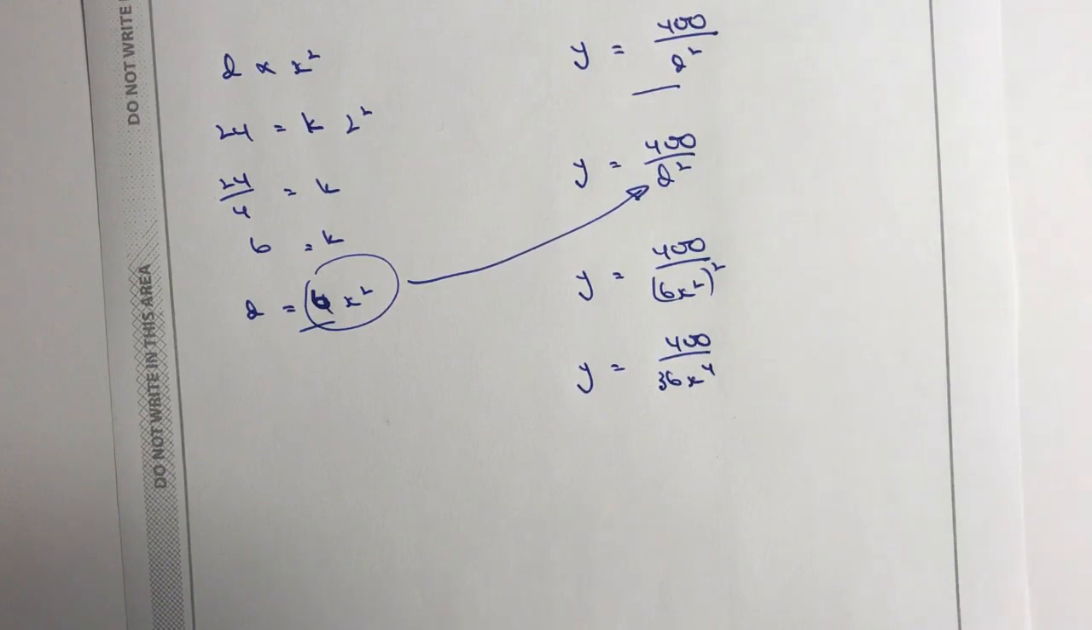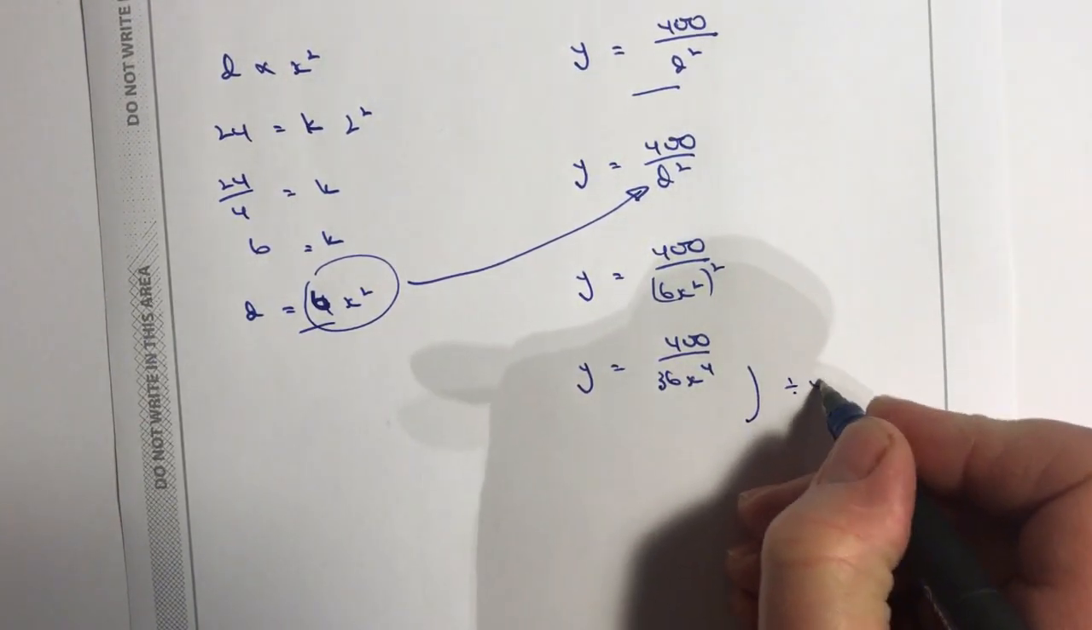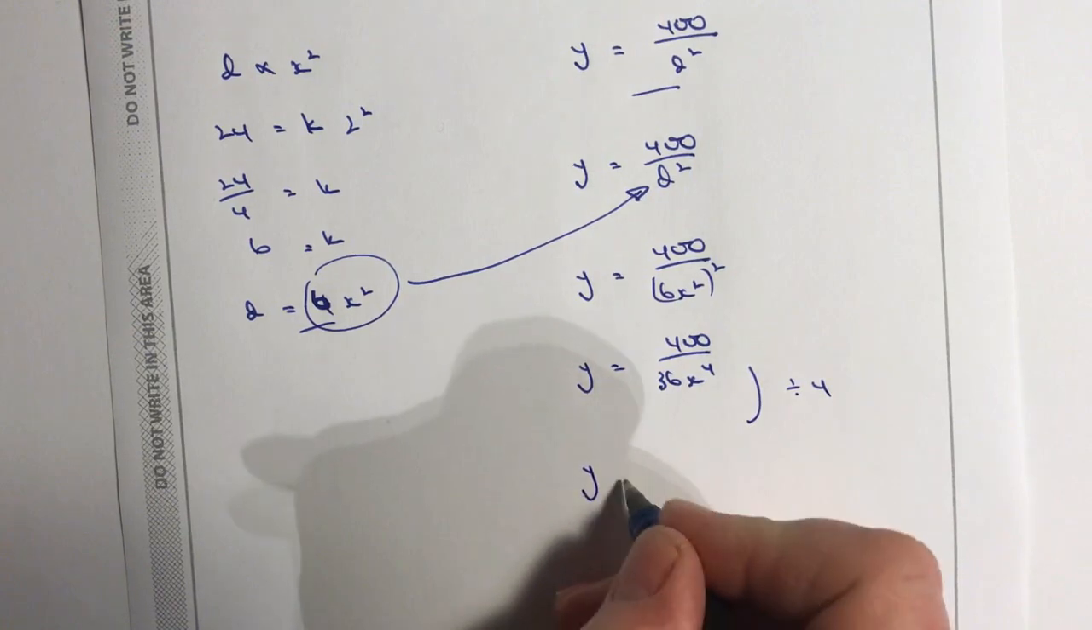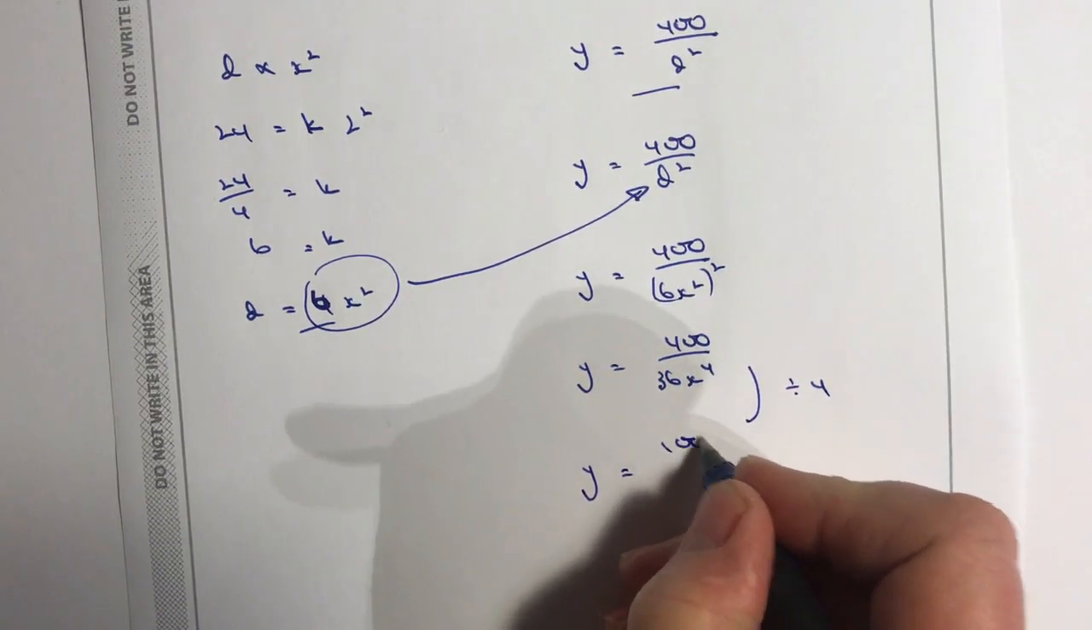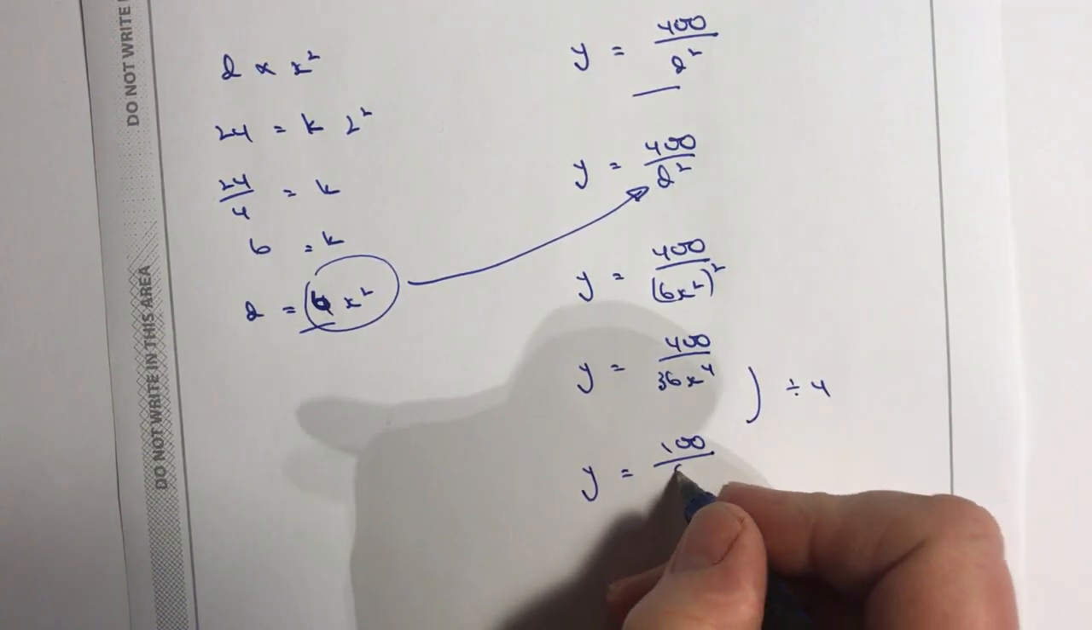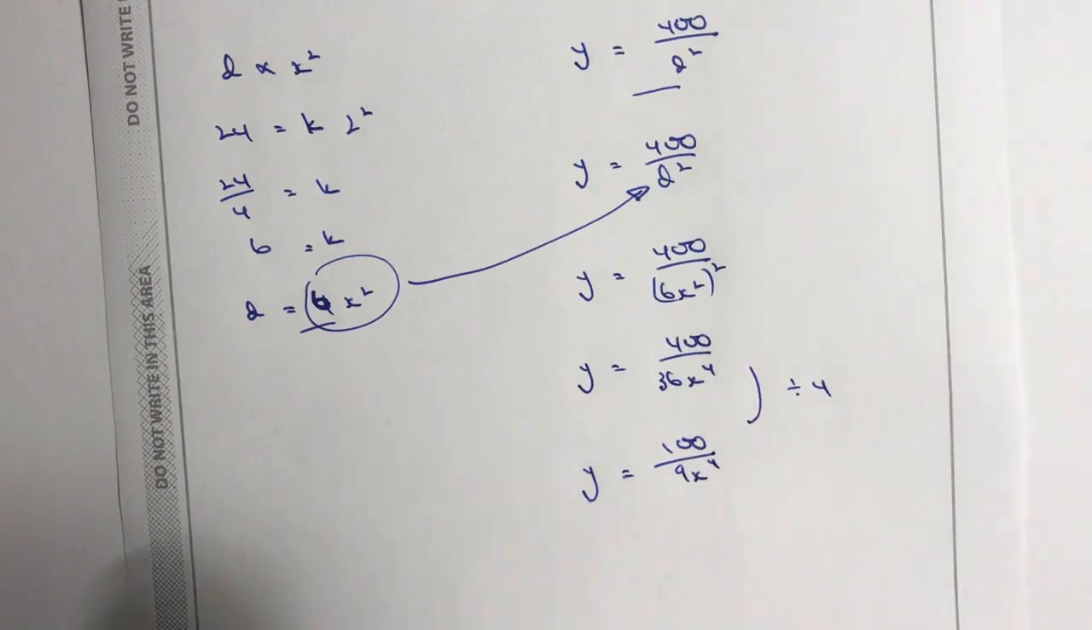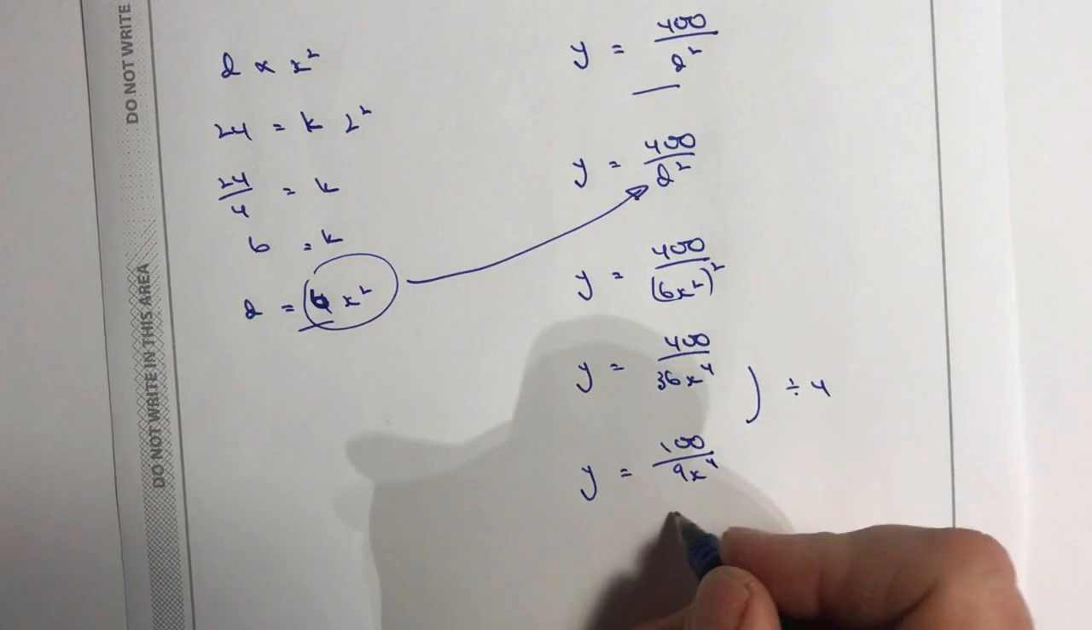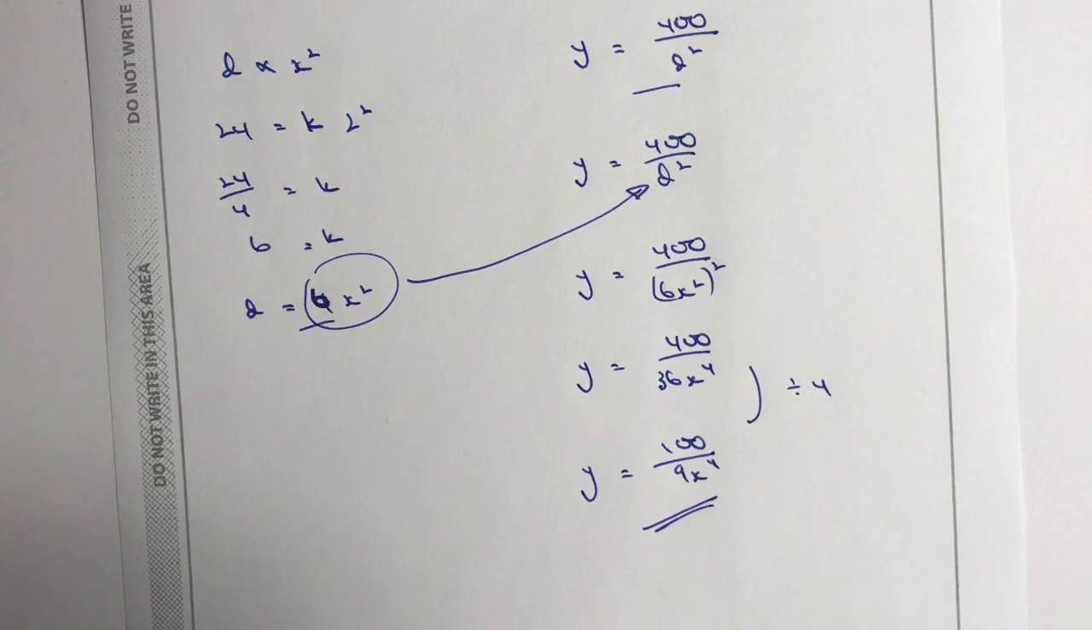It is a 5-mark question. For me personally, because I know that I can reduce this fraction a little bit, I would probably err on the side of caution, and I would divide top and bottom by 4, because if I did that, I could write that as y equals 100 over 9x to the 4. Now just notice the question does ask you to give it in its simplest form, which presumably means that there is a mark awarded for this divide by 4 towards the end.